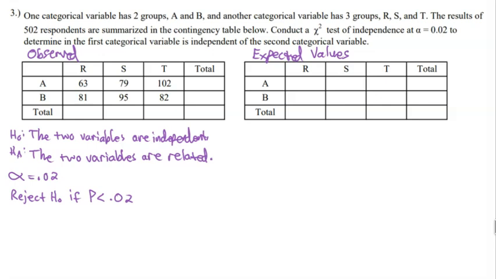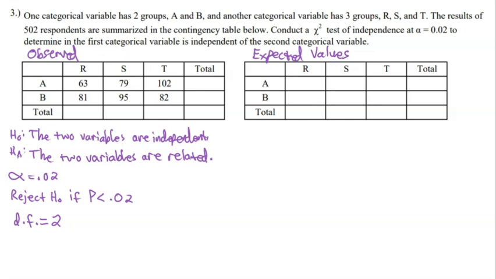Then we're also going to identify the degrees of freedom. So the degrees of freedom are going to be the number of columns, which is 3, minus 1, times the number of rows, which is 2, minus 1. So 3 minus 1, that's 2. 2 times, and 2 minus 1, that's 1. 2 times 1 equals 2. So the degrees of freedom for this particular chi-squared hypothesis test are going to be 2.